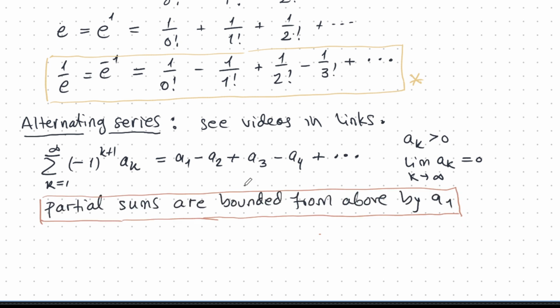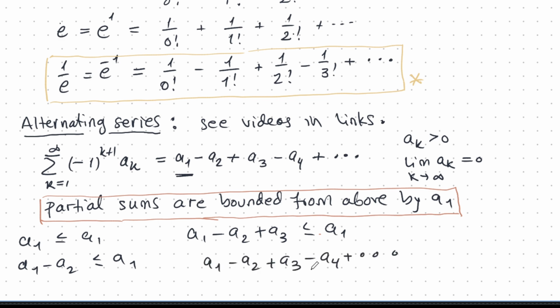The partial sums of this series are bounded above by the first term. So what does that mean? Well, the first partial sum is just a1, and that's less than or equal to a1. Second partial sum, a1 minus a2, that's bounded by a1. And then a1 minus a2 plus a3, that's going to be less than or equal to a1, and so on and so on. So this is always true for all the partial sums. That means it's also true for the limit, so it's true for the entire series. So the entire series is less than or equal to a1, like this.